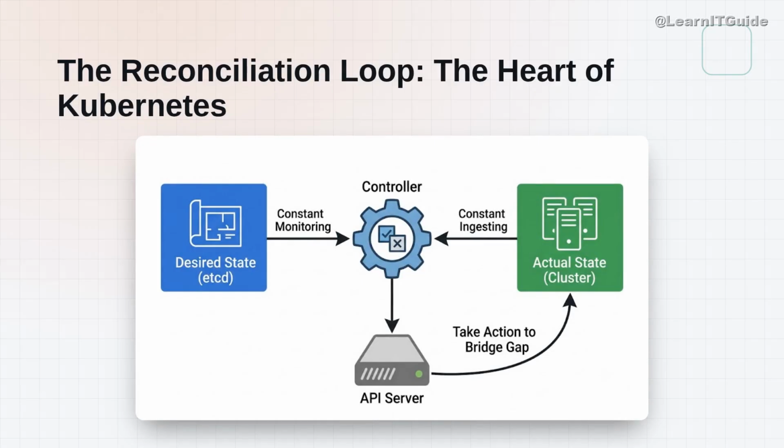How does the reconciliation loop actually work? This is the heart of the system. Controllers constantly watch the actual state of the cluster and compare it to the desired state stored in etcd. If they do not match, the controller takes action to bridge the gap. For example, if you delete a pod, the deployment controller notices a mismatch. It then communicates with the API server to request a replacement. This is why Kubernetes is self-healing. It never stops checking the state.